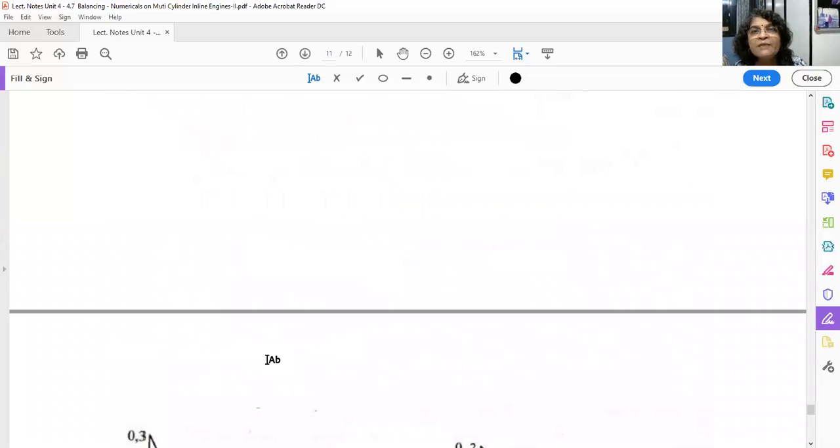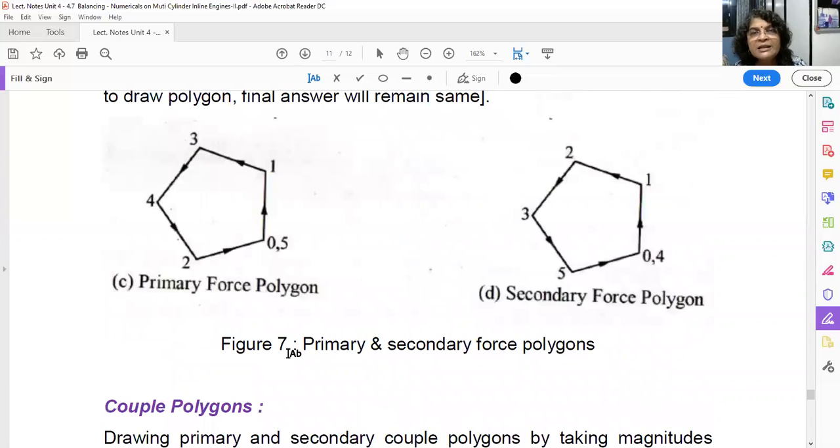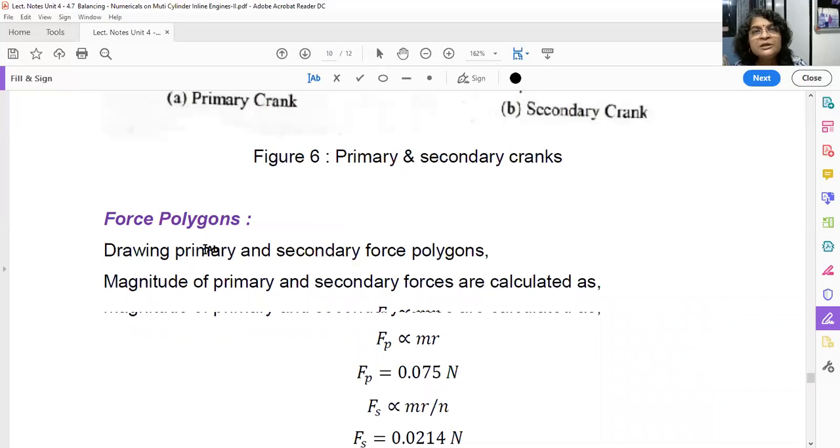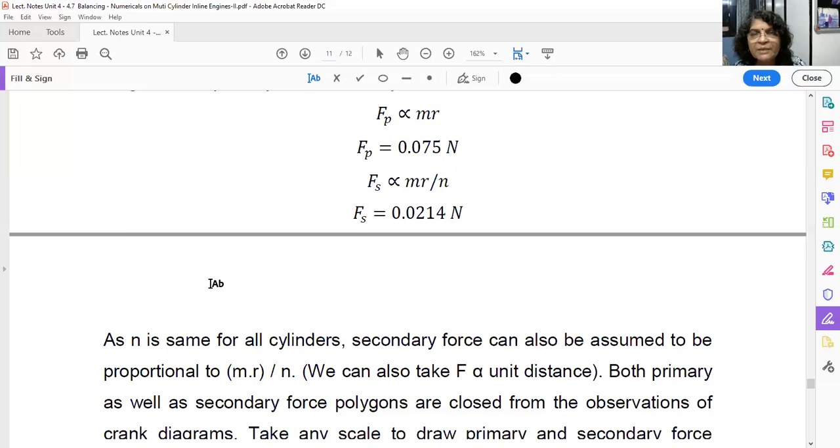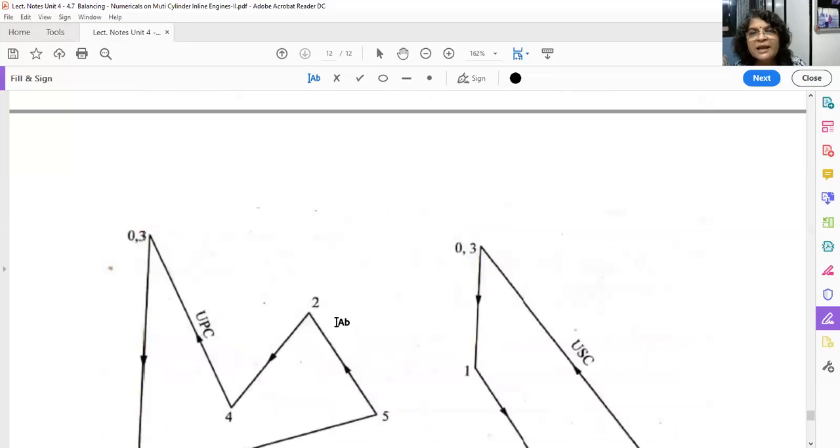Okay, so if you rotate this by 28 degree, see here, 28 degree, okay, this is your unbalanced couple, no? The direction of unbalanced primary couple. So this angle is 28 degree. So when you rotate this crank at 28 degree angle, the whole crank diagram will rotate. Okay, so if you rotate this crank number 1 through 28 degree, it will be coming parallel to UPC, unbalanced primary couple. Okay, because this is the direction we are getting. You understood, no? This is the direction we are getting.